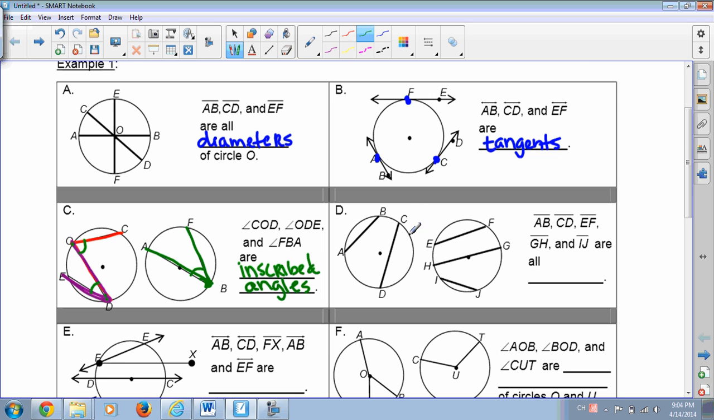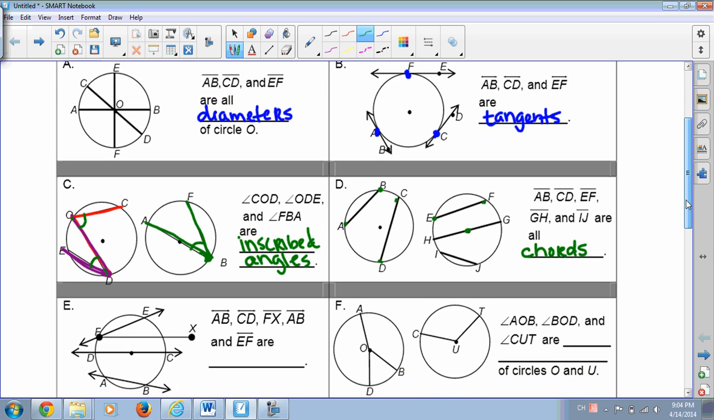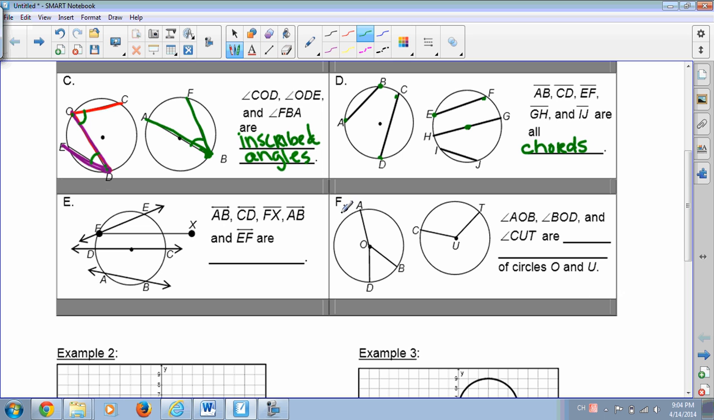Okay. Letter D. Okay, these are not all diameters. AB, CD, EF, GH. Actually, GH is a diameter, but not all of these are diameters. And IJ. All of these have endpoints on the edge of the circle, but they do not all go through the center like diameters. So these are all called chords. Chords go through the circle, but not necessarily through the center, and have endpoints on the edges of the circle. Those are called chords.